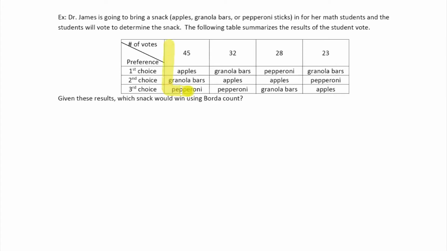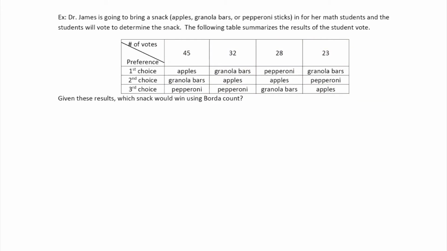So essentially, each one of these columns represents some ballots. There were 45 ballots that put apples first, granola bars second, and pepperoni third. There were 32 ballots where granola bars were first, apples were second, and pepperoni was third. 28 where pepperoni was first, apples were second, and granola bars were third. And 23 where granola bars were first, pepperoni was second, and apples were third. So what do we do with this?